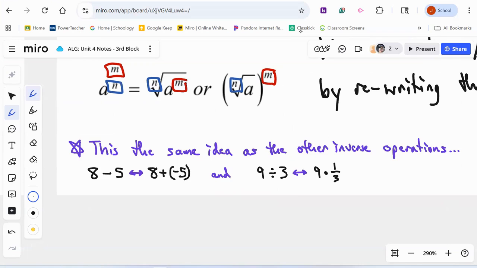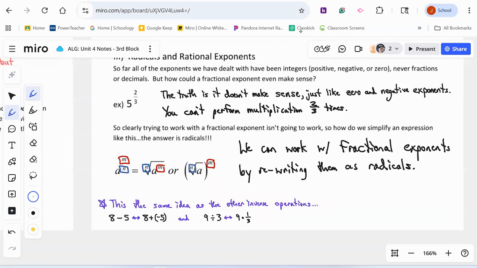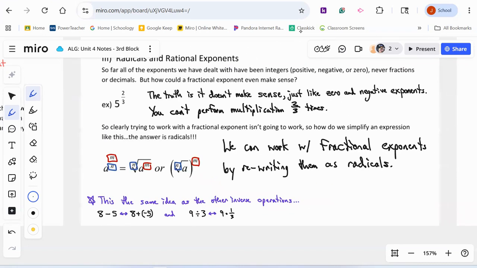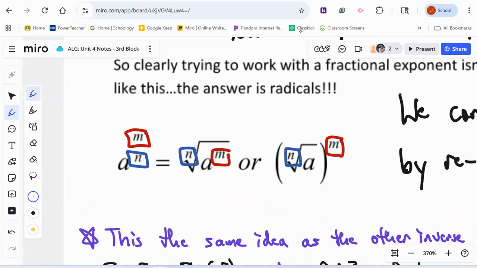I can take 9 divided by 3, and I can change that to multiplication by taking the reciprocal of the 3, 9 times 1/3. So all we're doing here is the same process that we did with our inverse operation pairs previously. We're just learning how to do it with exponents and radicals. All right, and here's the key. The numerator and denominator of your fractional exponent become the root and the power of your radical.